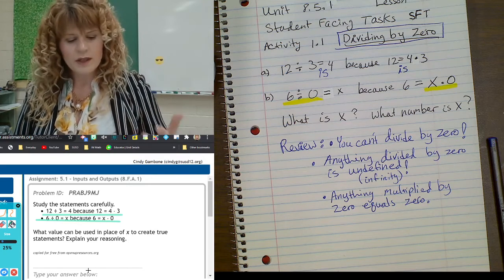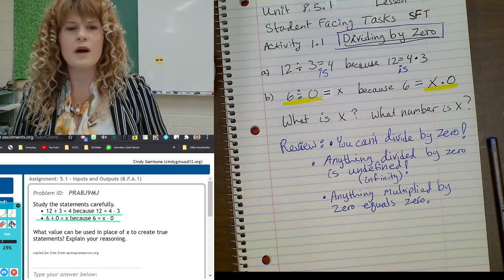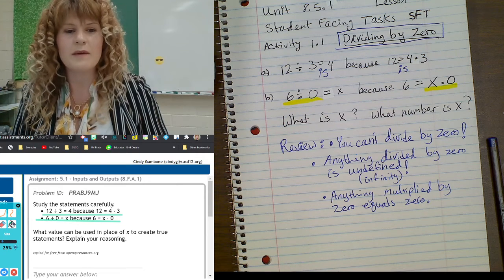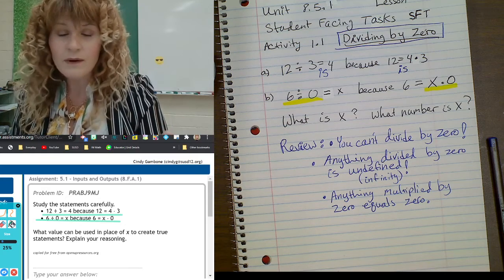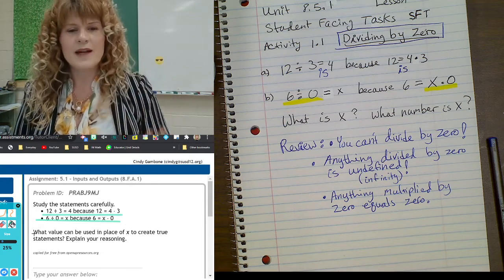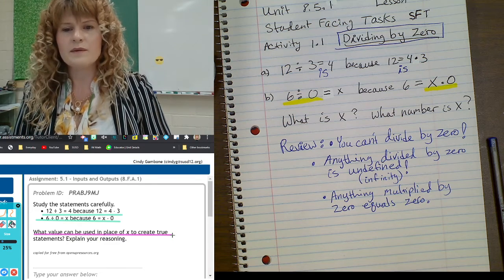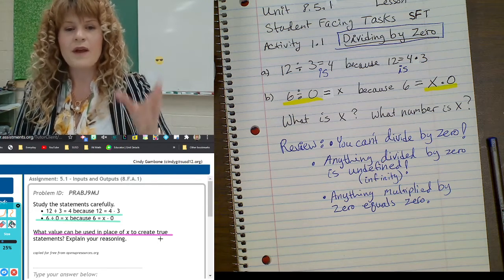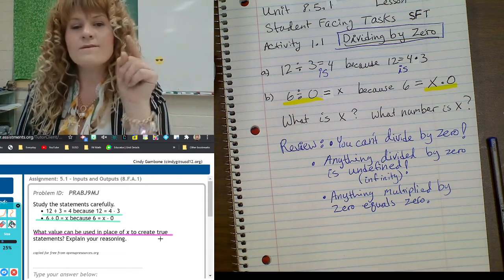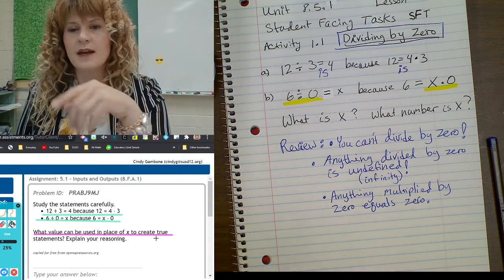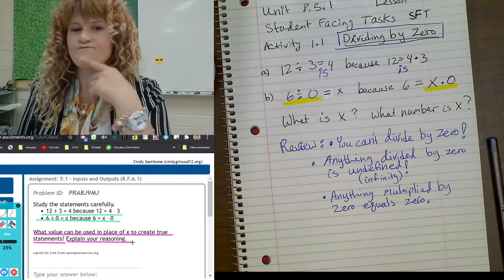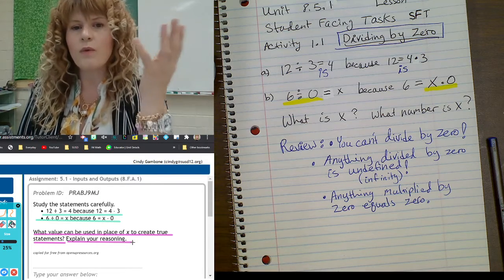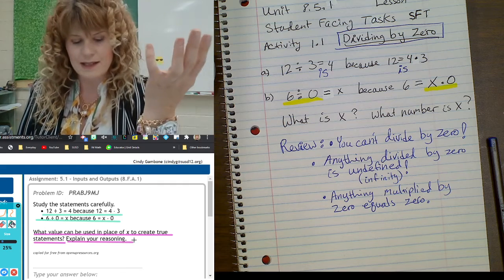Okay, then you want to know what is the question or problem that they're asking you to solve. I mean, what is the answer? Is the answer 0 because anything times x equals 0? No, that's not even what they're asking. That was just review information that I gave you. The question says, what value can be used in place of x to create true statements? And then explain your reasoning. So make sure you know what is the question that they're asking you.